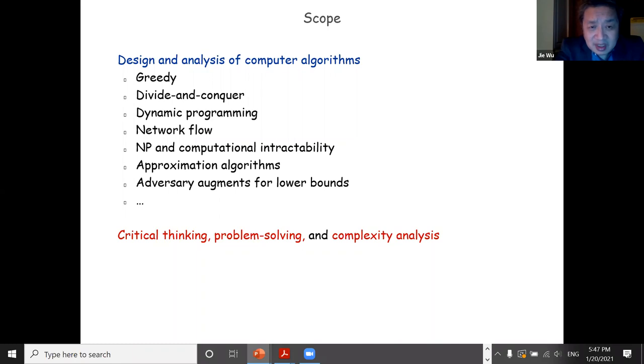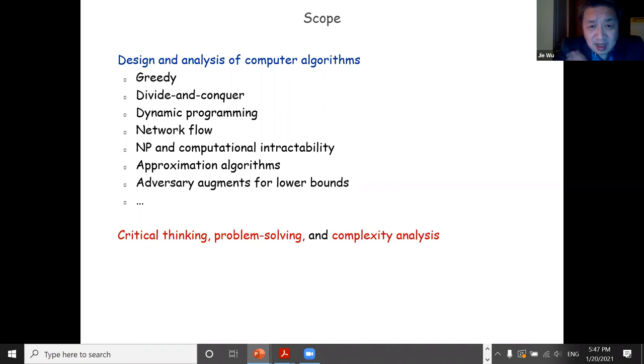And there are some problems that are very difficult, called NP-complete, meaning that so far we haven't found any polynomial solution. So we call this computational intractability. So what are we going to do when we see a problem that cannot be solved efficiently? Are we stopping there? No. We try to find an approximation solution.